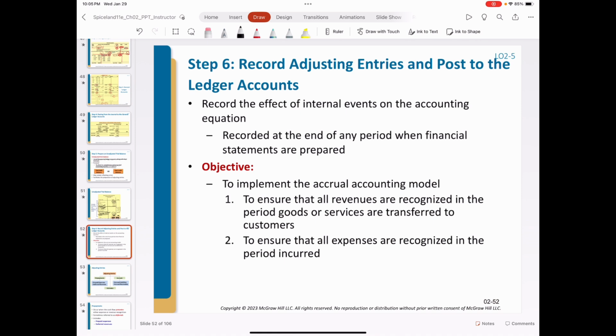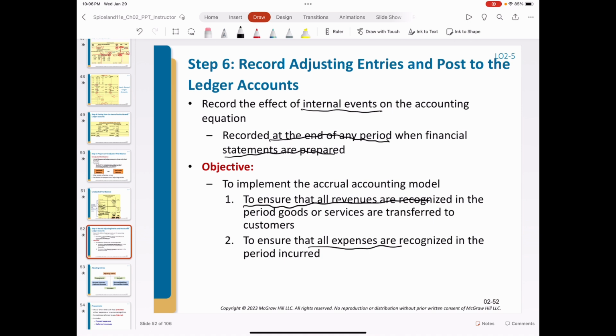So these adjustments record the effect of internal events or transactions on the accounting equation. And these adjustments are recorded at the end of each accounting period or accounting cycle. After adjustments, we can prepare financial statements. The objective of adjusting entries is to ensure that all revenues and expenses are recognized during the accounting cycle.